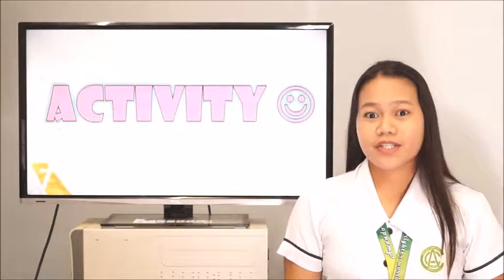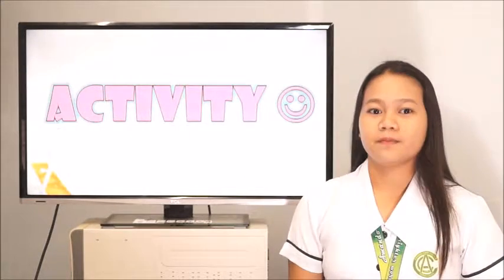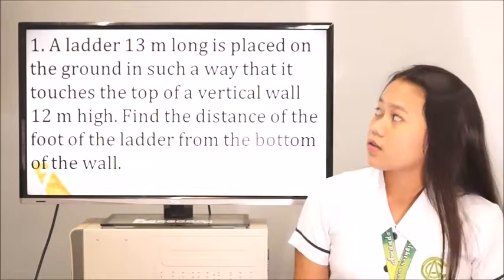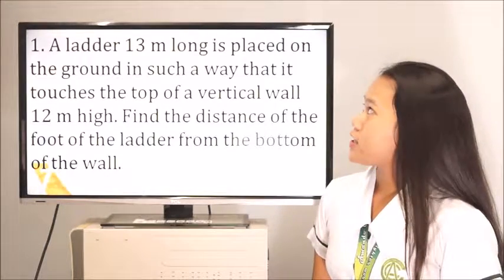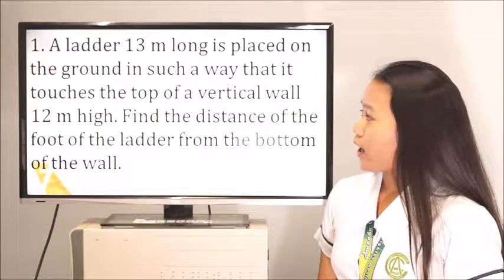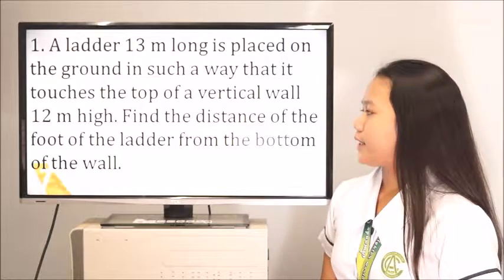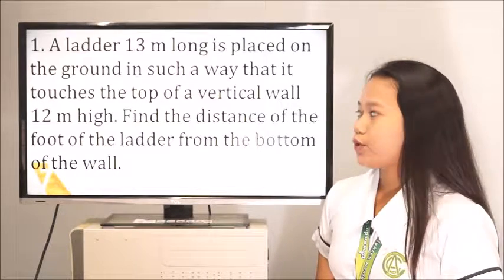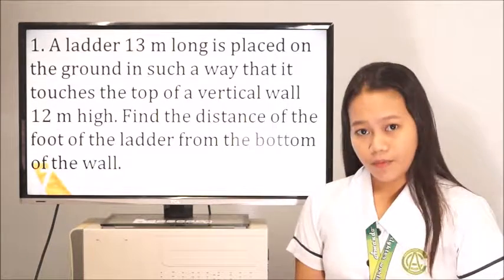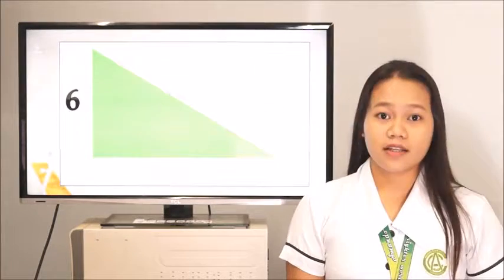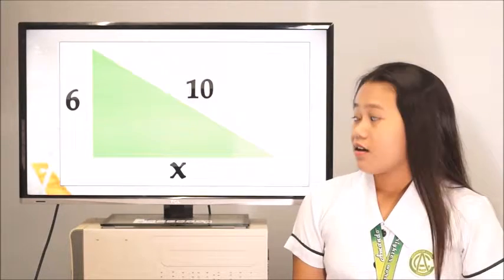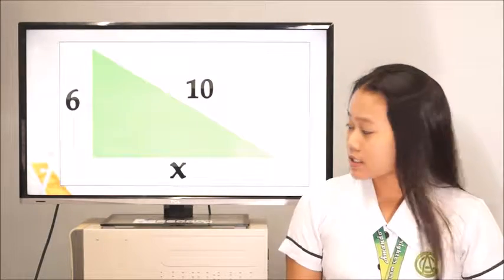Let's see if you learned something from what I have discussed. I prepared here an activity. The first one is, a ladder 13 meters long is placed on the ground in such a way that it touches the top of a vertical wall 12 meters high. Find the distance of the foot of the ladder from the bottom of the wall. And the second one is, we have a figure. The first side is 6, the hypotenuse is 10, and the side B is unknown. So we're going to find the side B.